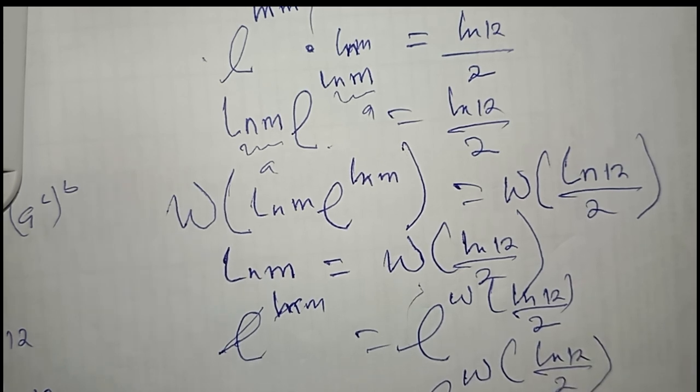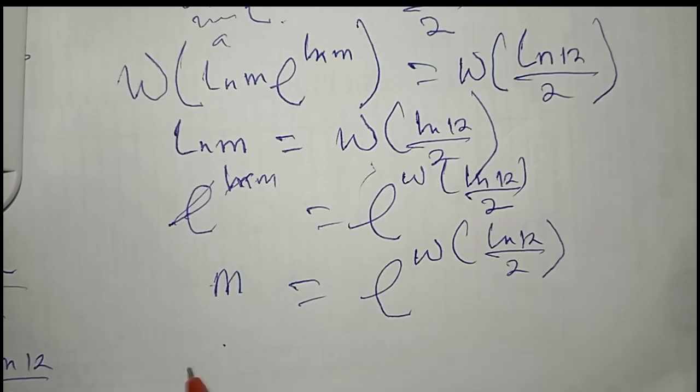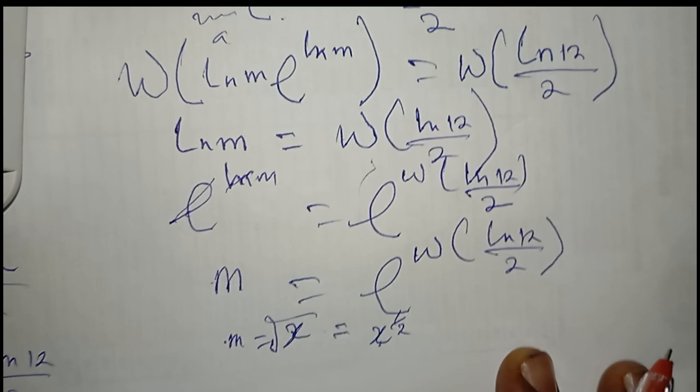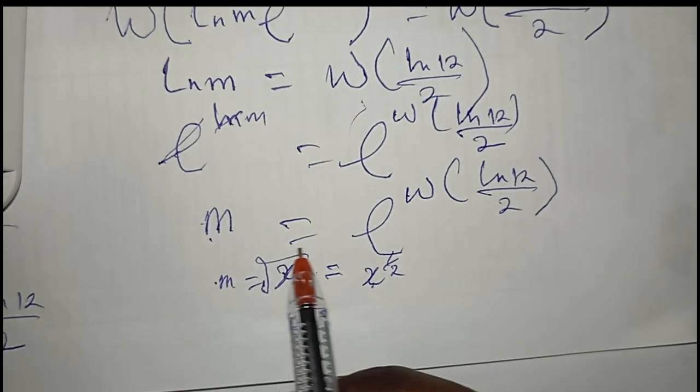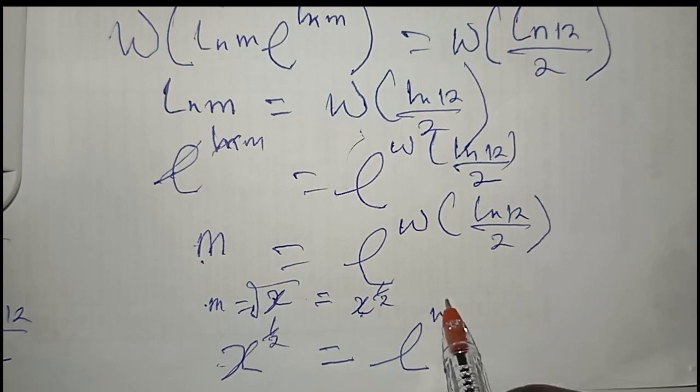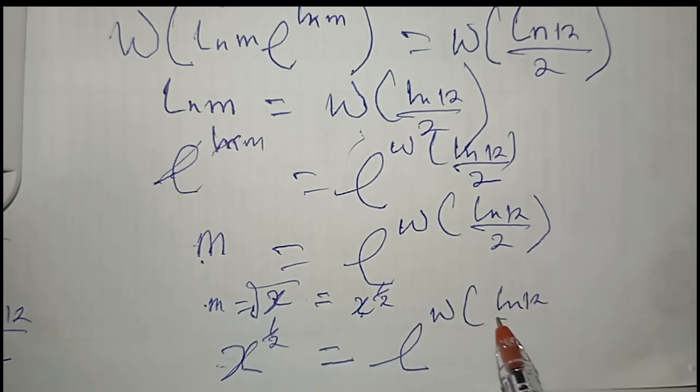Okay, and of course, don't forget, we actually set our m to be equal to the square root of x, or even x power 1 over 2. So I'm going to be making this substitution back here so that I can be able to find out the value of x. And so if I do that, this m changes to x power 1 over 2, which will be equal to exponential Lambert W function of natural log of 12 divided by 2.